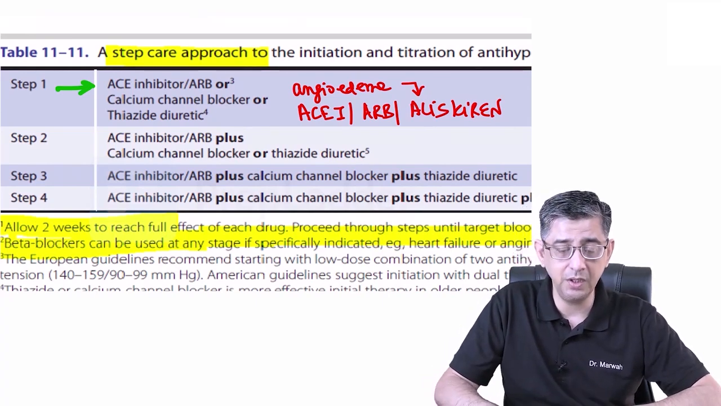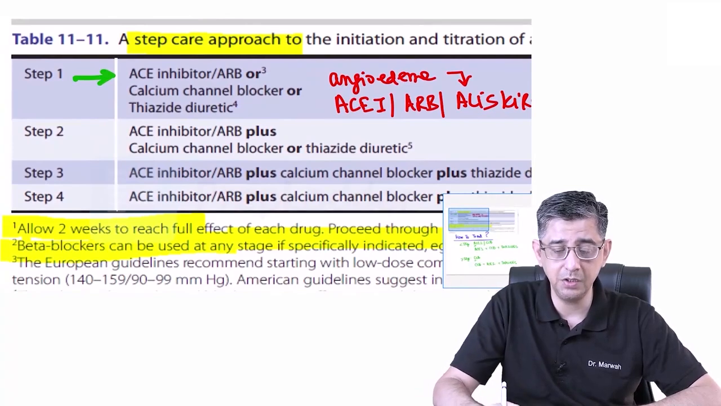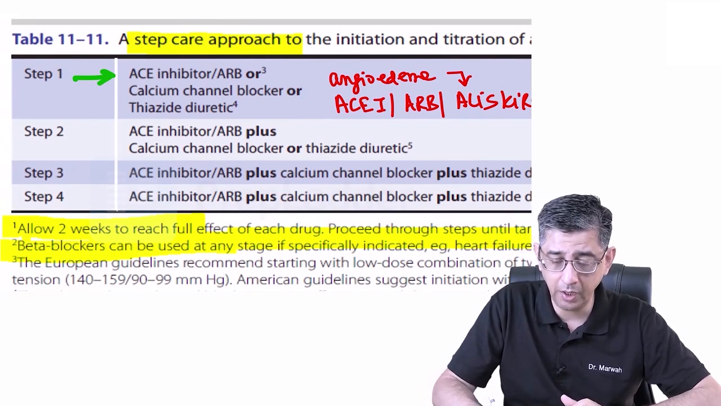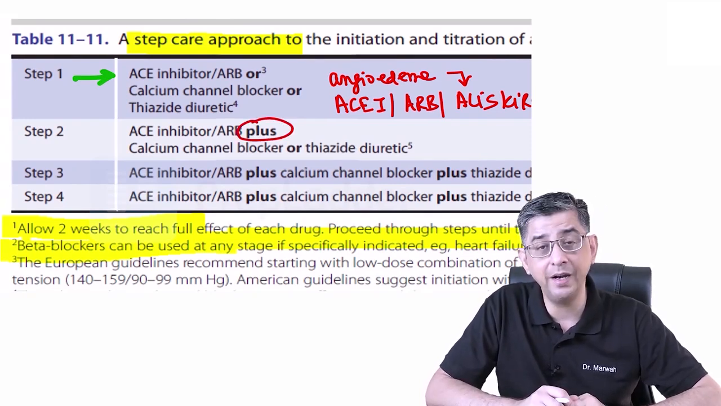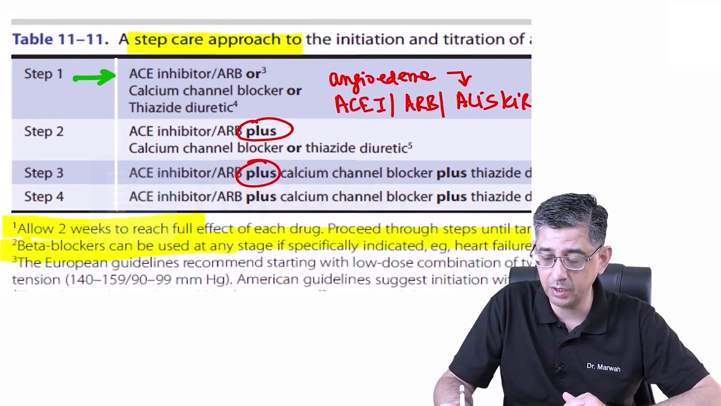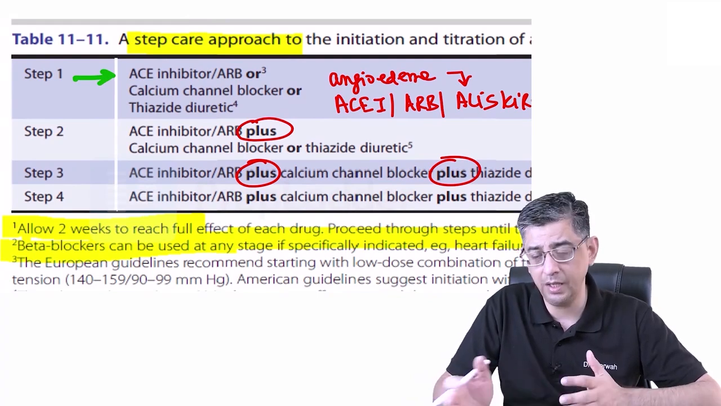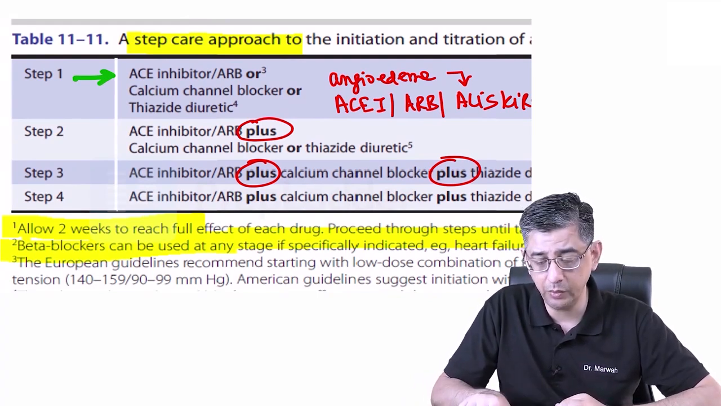So as you can see here, step one would be ACE inhibitor, CCB or thiazide diuretic. Depending on the age group, A and C are preferred. Then you can make an addition. You can keep on adding drugs. Then you can see that the plus has increased 2 times. That means it is A plus C plus B, or it is C plus A plus thiazide group of diuretics.